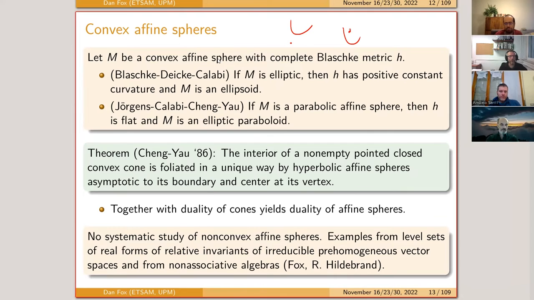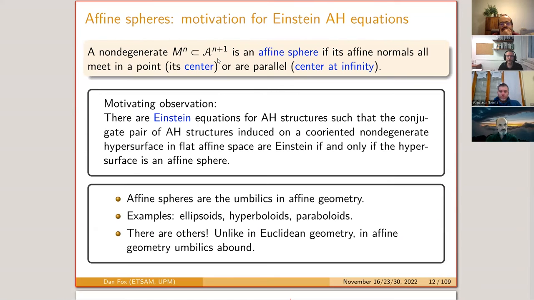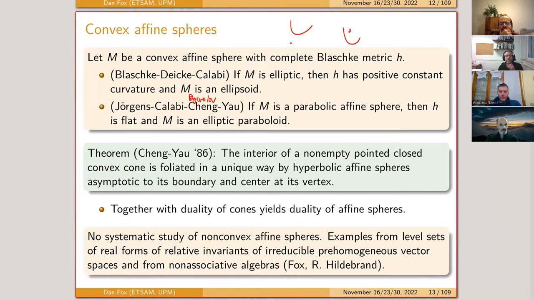Then there's a quite a bit harder theorem due to Calabi, Jörgens, Calabi, and Cheng-Yau in full generality, and I should actually add the name Pogorelov here. This name should be added. That if M is a parabolic affine sphere, parabolic meaning that the affine normals are parallel, in the convex case, then the induced metric, the Blaschke metric, is flat, and you have an elliptic paraboloid. But the deep thing, which is due to Cheng and Yau in all of its essential details, is that if you take any pointed convex cone, so anything that looks like this, a cone over any convex domain, then its interior is foliated by hyperbolic affine spheres that are asymptotic to its boundary and have center at its vertex. So this picture completely generalizes the usual picture from the Minkowski light cone and the usual hyperboloids.